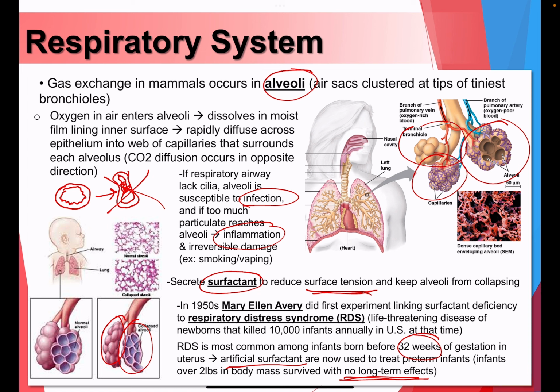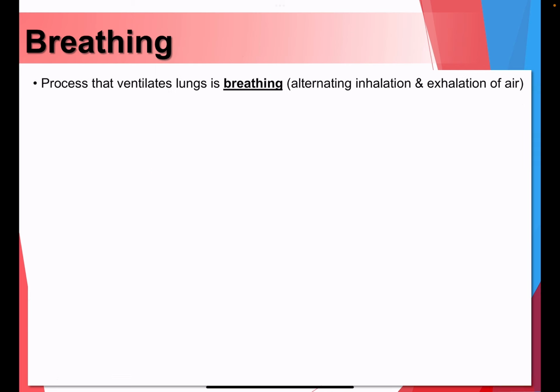Because what's scary is, remember we said any damage to the alveoli is irreversible. When you don't have surfactant, who knows what kind of damage it can have on the walls of these alveoli, and they're very fragile because they only have one layer of cells. So thankfully, as long as the baby is over 2 pounds, if you give them artificial surfactant, there will be no long-term effects.